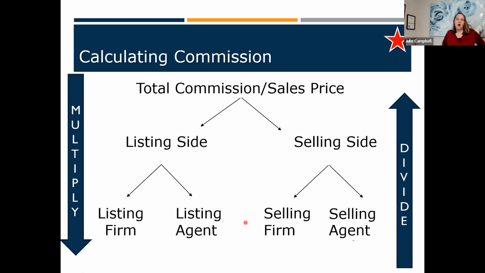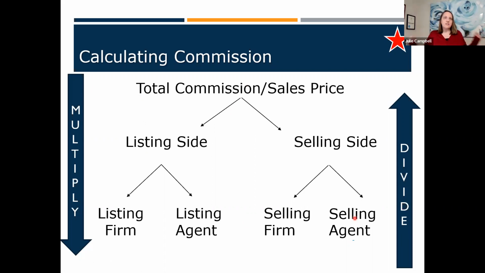These commission problems are generally multi-step problems, which means you get to figure out several different calculations. Each tier of the map that you come down is a different calculation. I got several different T-bars for you guys as well. But when we're starting at the top with total commission or sales price, it's a calculation to divide it between the listing side and the selling side. And then it's a calculation to divide the side between the firm and the agent. So every time you come down a tier, we got to pick the calculator up.